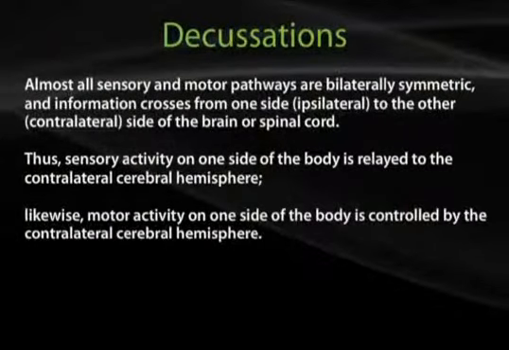Almost all sensory and motor pathways are bilaterally symmetric, and information crosses, or decussates, from one side, ipsilateral, to the other side, contralateral, of the brain or spinal cord. Thus, sensory activity on one side of the body is relayed to the contralateral cerebral hemisphere. Likewise, motor activity on one side of the body is controlled by the contralateral cerebral hemisphere.